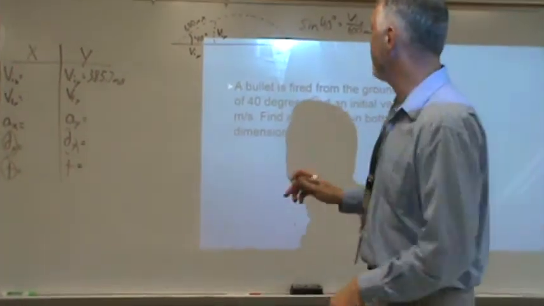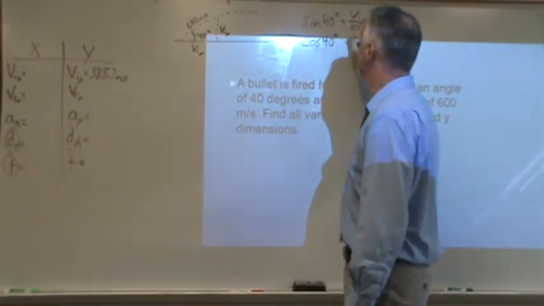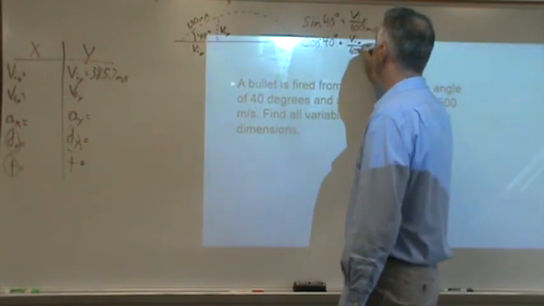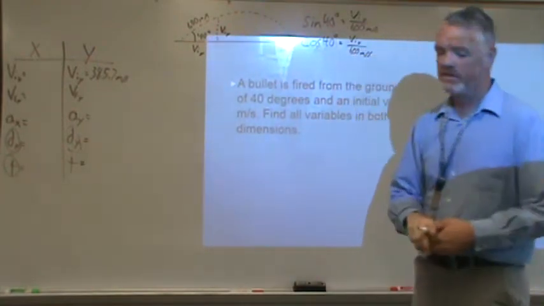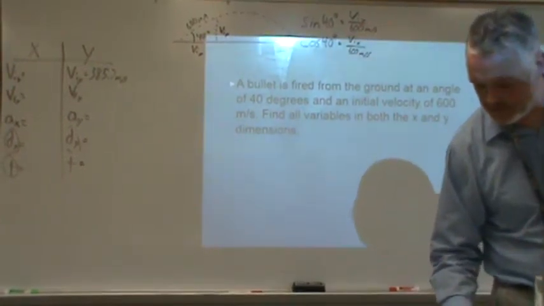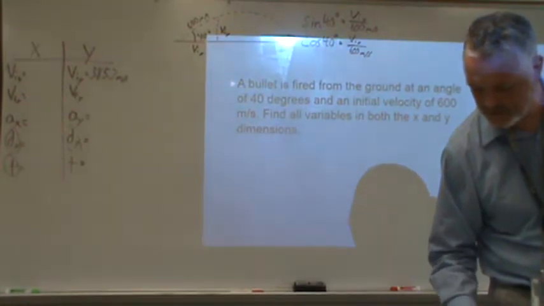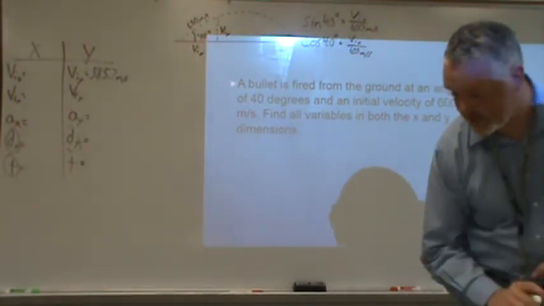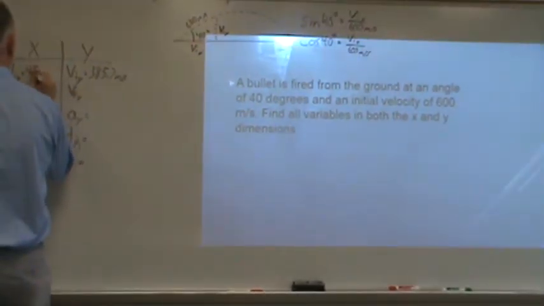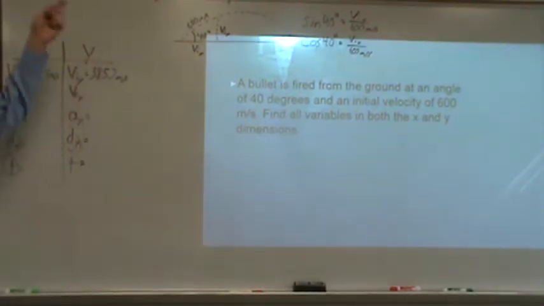VIX, same process, except cosine, because I'm using the adjacent side. Cosine of 40 degrees equals adjacent, VIX, over hypotenuse, 600 meters per second. So cosine of 40 times 600. Sorry, 459.6, thank you. 459.6 meters per second. So I have a VIX, I have a VIY.